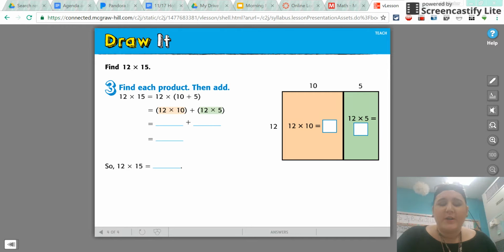Okay? So in your groups, you're going to practice the distributive property today. And since you've already done it with 2-digit by 1-digit multiplication, you can definitely do it with 2-digit by 2-digit. Okay, just an extra digit.